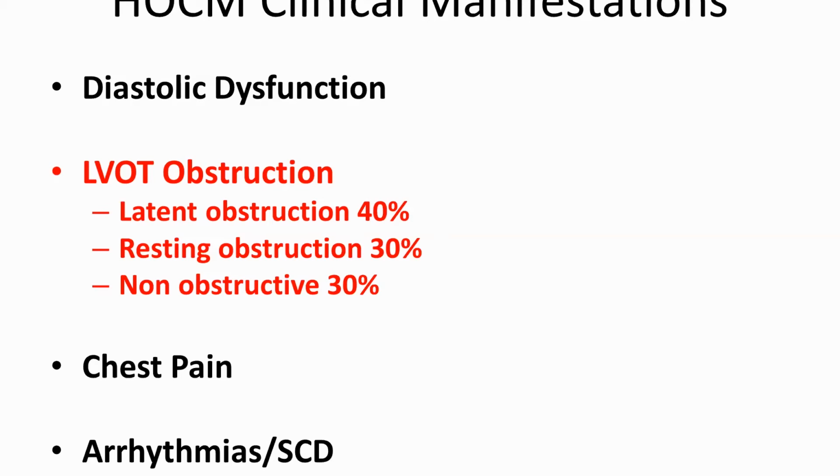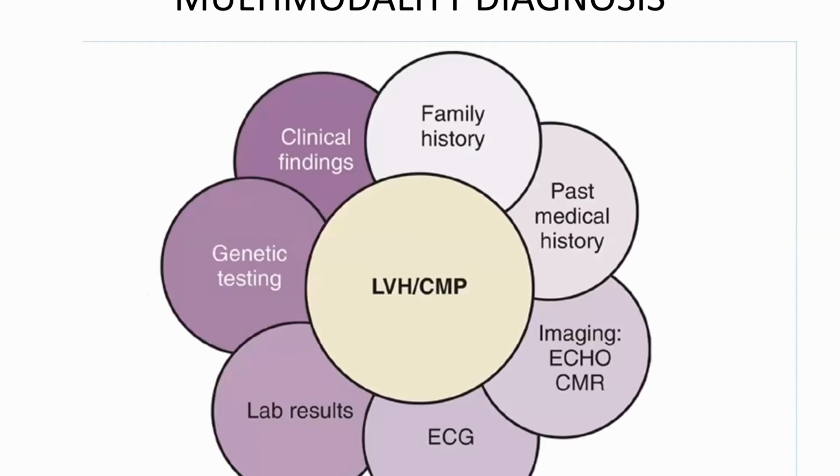So HOCM manifests with 4 things: diastolic dysfunction, outflow tract obstruction, chest pain and arrhythmias. And 70% of people don't have significant obstruction, 30% are none, and 40% only with provocation. So it's a multimodal diagnosis of LVH that you're all aware of, more than just echo.